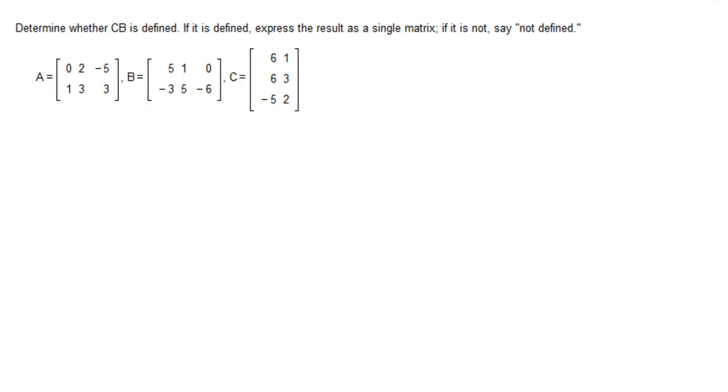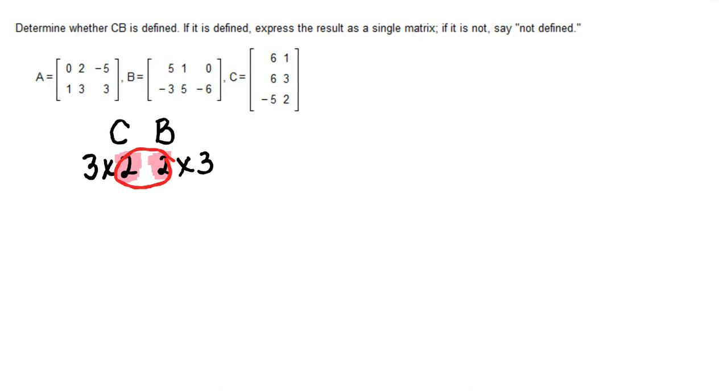So we want to do C multiplied by B, and I can see that matrix C has 3 rows and 2 columns. Matrix B has 2 rows and 3 columns. In order for this matrix multiplication to be defined, the number of columns of matrix C has to match the number of rows of matrix B, and you can see that they do match. So the matrix multiplication of C times B will be defined.